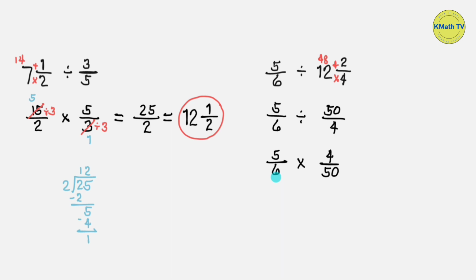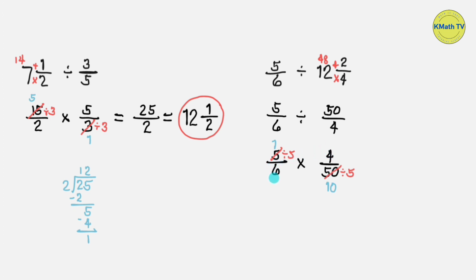Okay, let's cancel the numerator 5 and the denominator 50 because they have GCF. The GCF of 5 and 50 is 5. So let's divide them by 5. 5 divided by 5 equals 1 and cancel 5. 50 divided by 5 equals 10. Cancel 50.